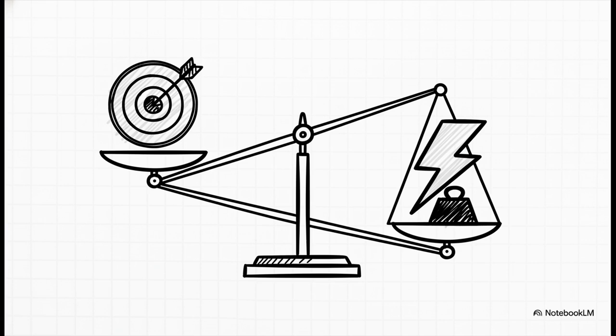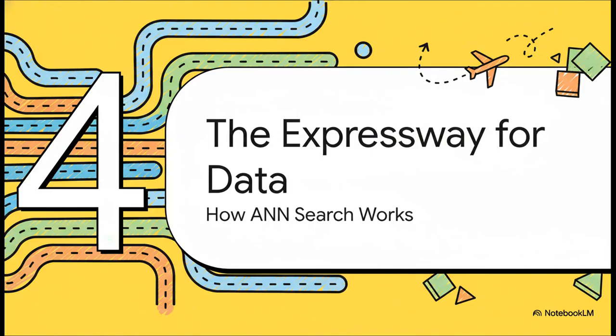And the solution is this really clever trade-off called approximate nearest neighbor search, or ANN. The core idea is simple. In most cases, you don't actually need the absolute 100% perfect match. You just need a really, really good one. So ANN algorithms give up a tiny, often totally negligible bit of accuracy to get this enormous, game-changing boost in speed. So how does this magic actually work?